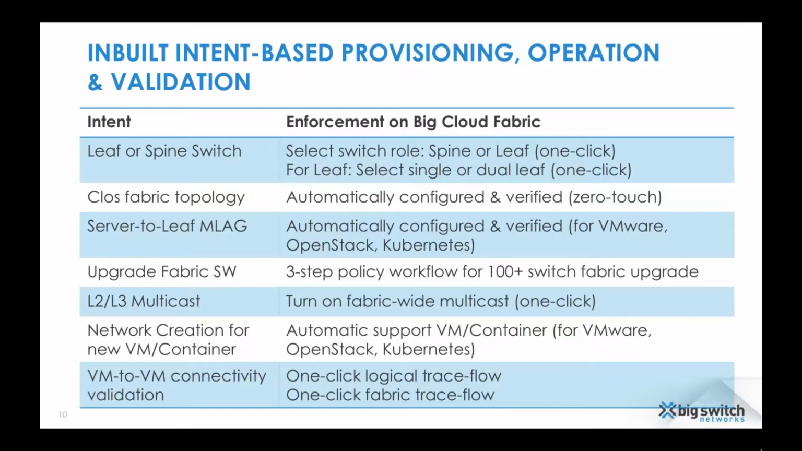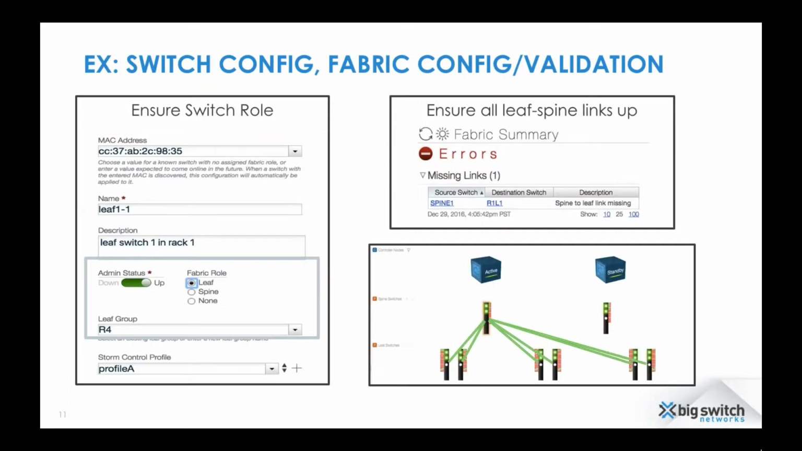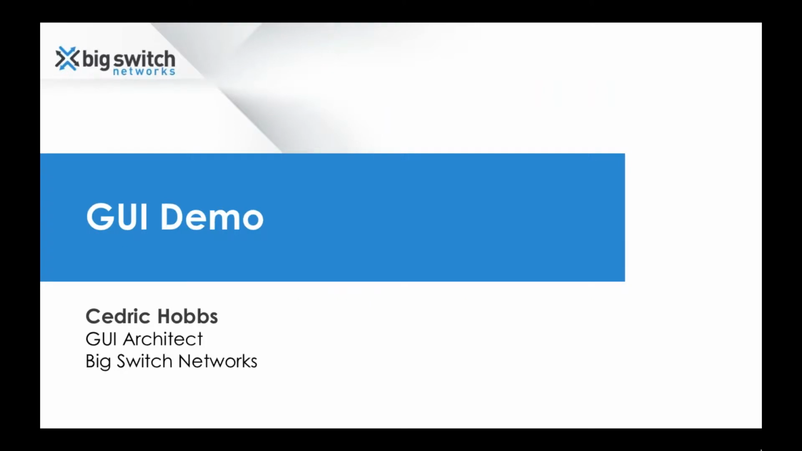There are a number of operations that we can point to as examples of intent-based networking with Big Cloud Fabric. In particular, some of our troubleshooting capabilities are really pretty cool, and we're going to cover those in an upcoming session. But today, we're going to focus on provisioning. Some of the operations that Cedric is going to go through include adding switches and fabric validation. So with that, I'm going to hand it over to Cedric, and he's going to walk us through the GUI.